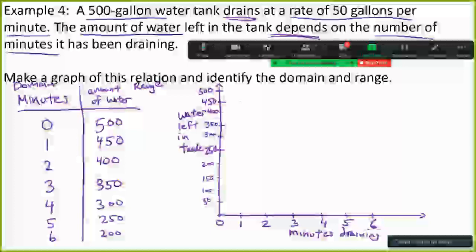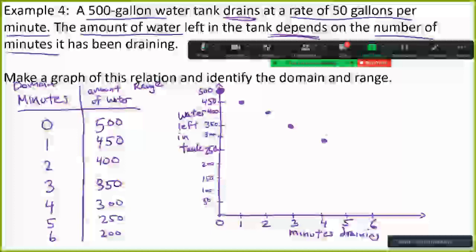Okay, now we can graph the different data points that we have from our table. So at 0 minutes, it should be up at 500. Right here. 1, 450. 2, 400. 3, 350. And you can kind of start to see a straight line forming. 4, 300.